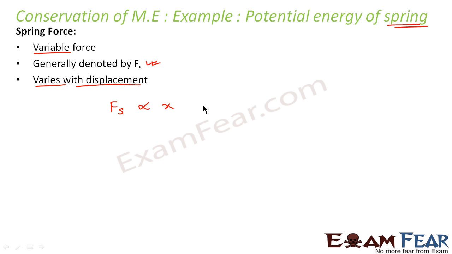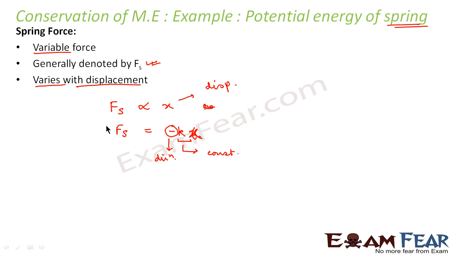So we can say that Fs varies with displacement. Let us suppose displacement is denoted by x. Right? So Fs is proportional to x, or we can say that Fs is equal to minus k into x. Now this k is a constant, a proportionality constant. And why is there this negative sign? This negative sign shows that the spring force acts in a direction opposite to the direction of displacement. So the negative sign, as always, indicates direction.